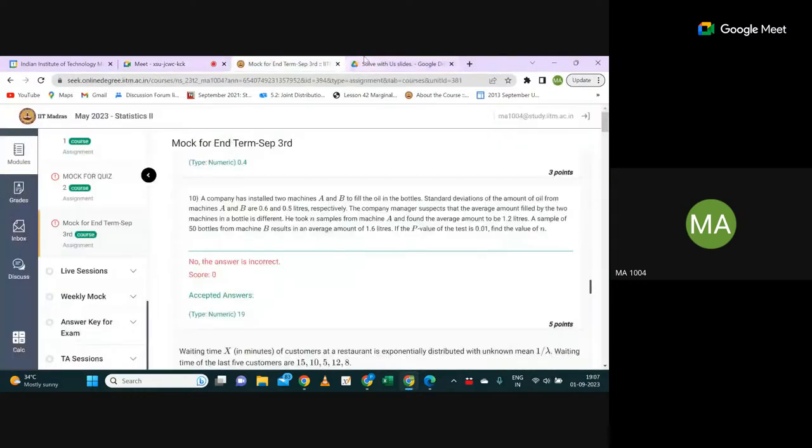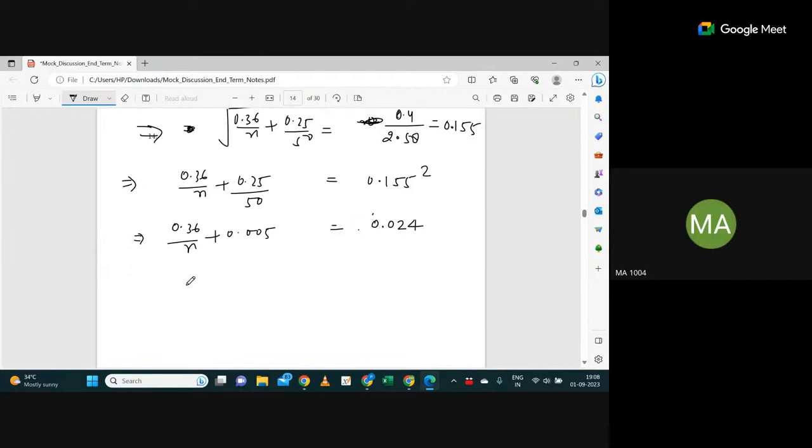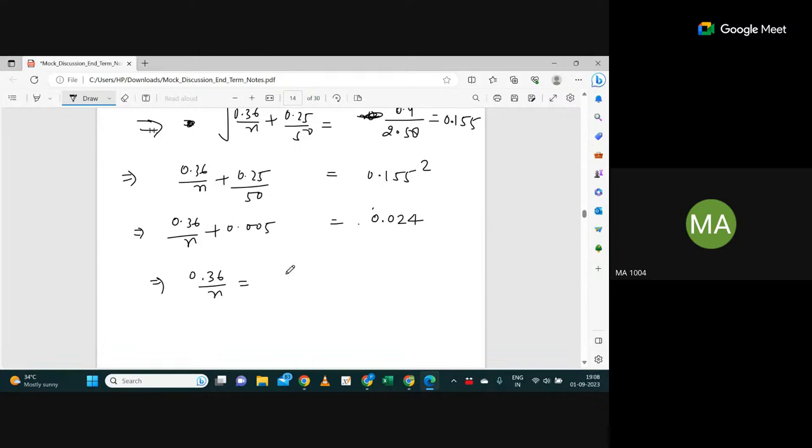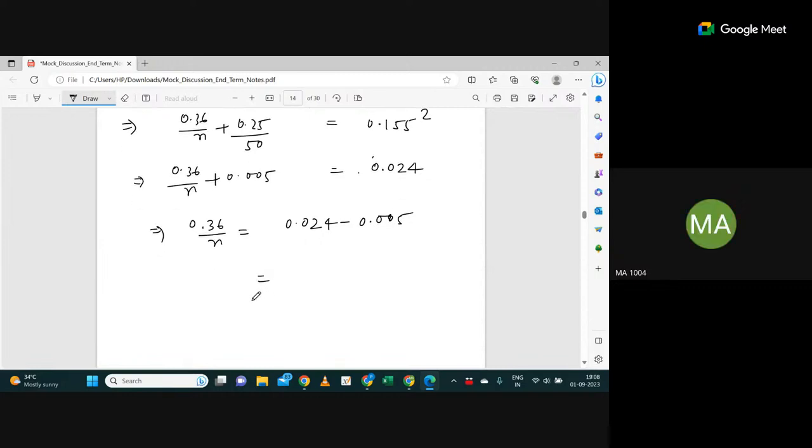Okay, so where we were, we add this point. Let me do this: 0.25 divided by 50 will be 0.005, right? I think it's a lengthy question, but don't worry. So it will be 0.36 divided by n equals 0.024 minus 0.005, mainly solving for the equation. So it will be 0.019, right?